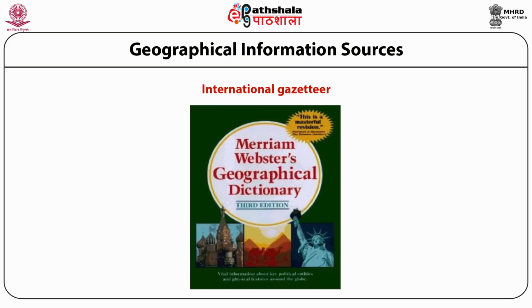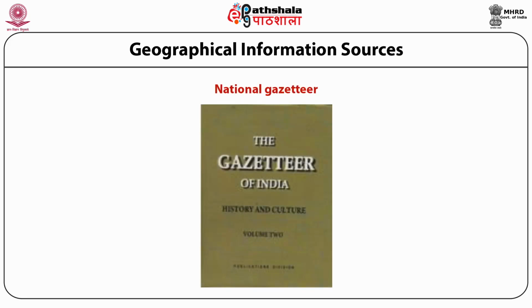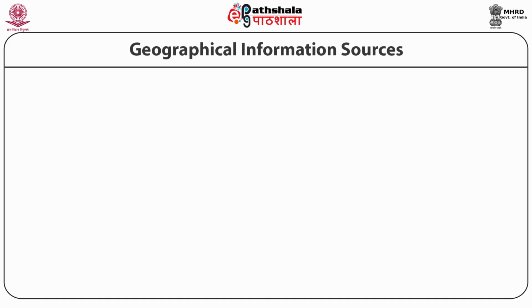International gazetteer. Merriam-Webster's Geographical Dictionary is an international gazetteer with 54,000 entries plus 250 detailed maps. National Gazetteer. National Gazetteer of India is in 4 volumes. Volume 1 deals with country and people. Volume 2 covers history and culture. Volume 3 deals with economic structure and activity. And Volume 4 covers administration and public affairs of the country.